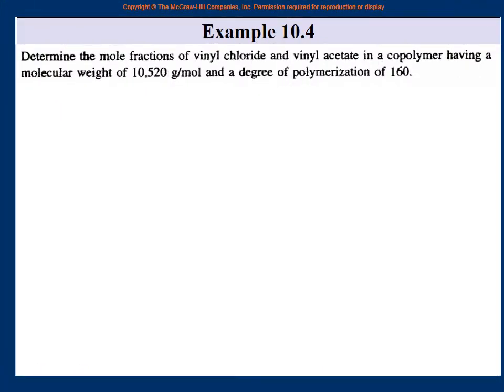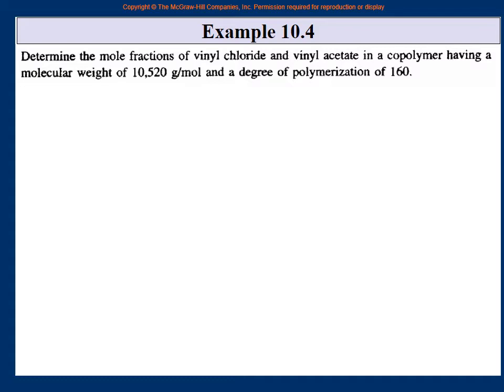There is one more of these examples. Determine the mole fraction of vinyl chloride and vinyl acetate in a copolymer having a molecular weight of this and a degree of polymerization of this. So they have just slightly switched the problem, but the molecular weight of the copolymer is given and the degree of polymerization is given, and you know the formula for degree of polymerization. Formula for degree of polymerization is molecular weight upon this and so forth.